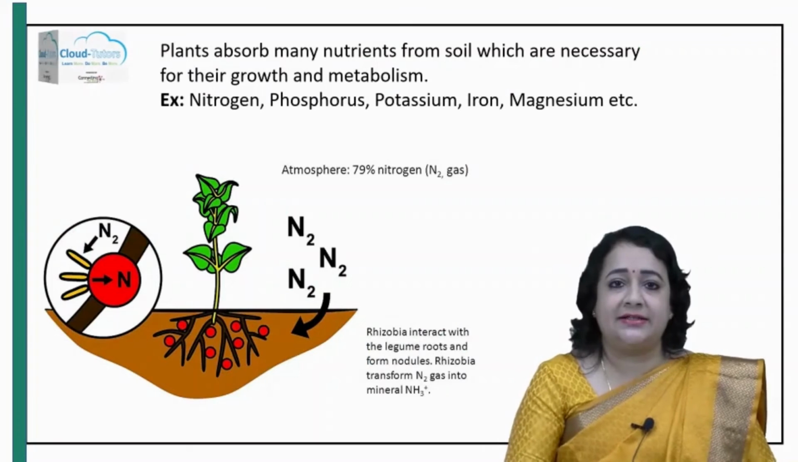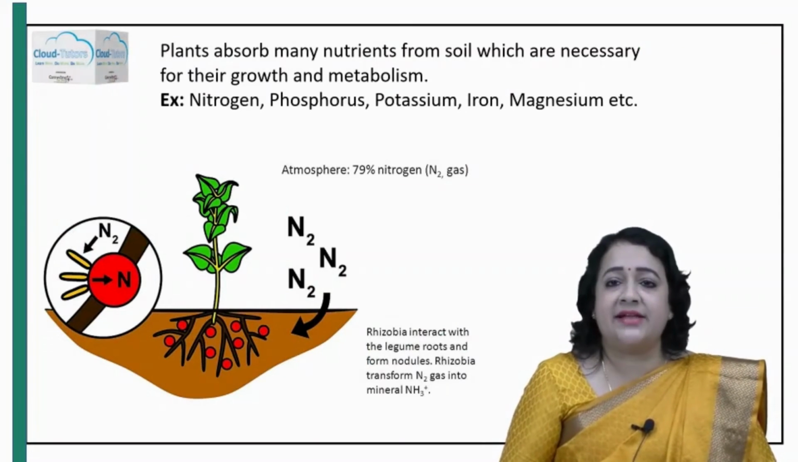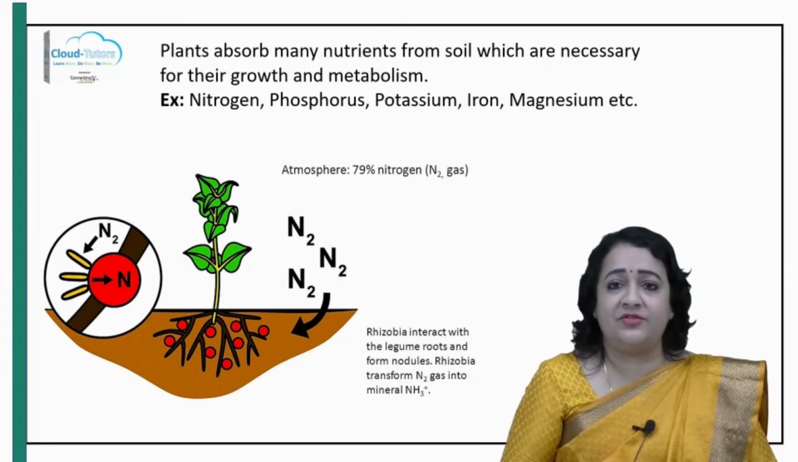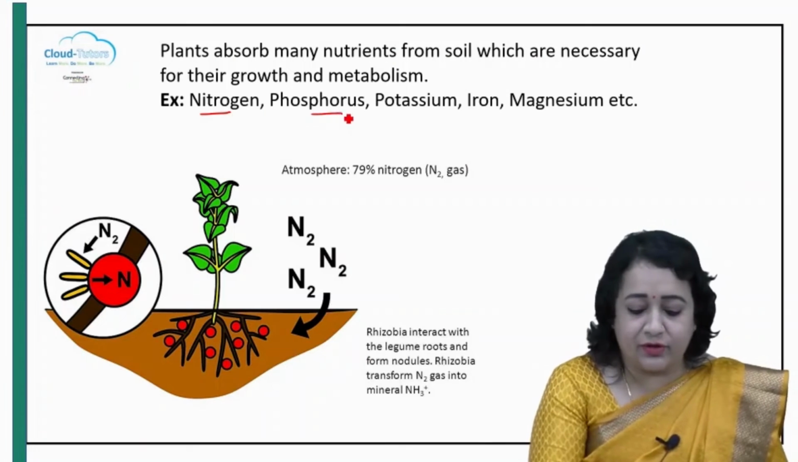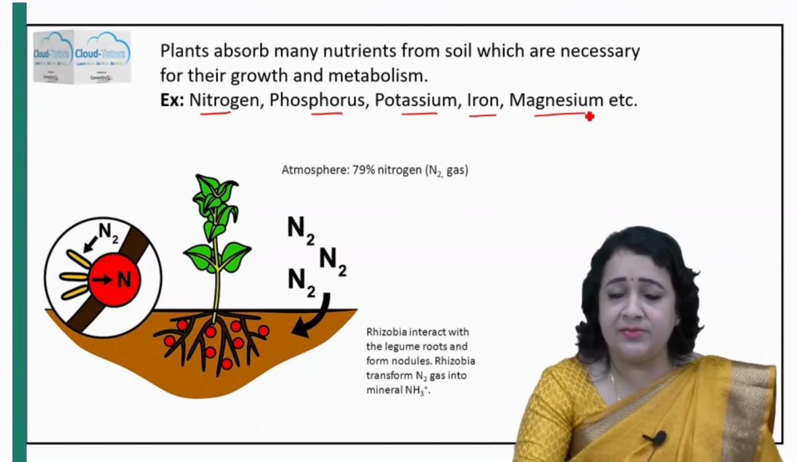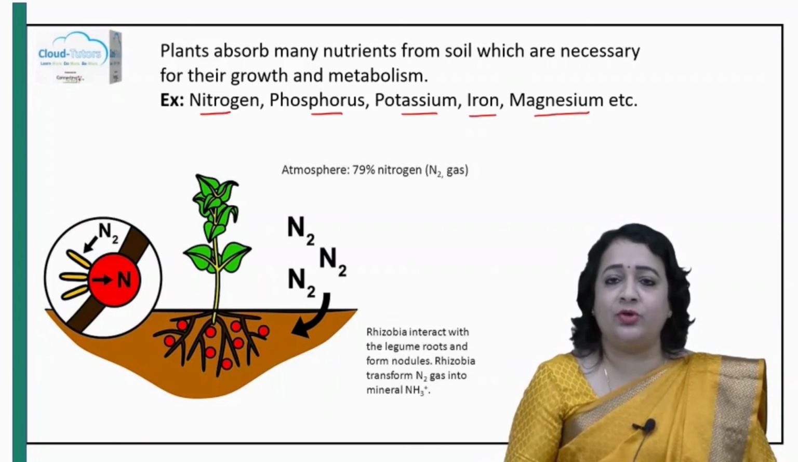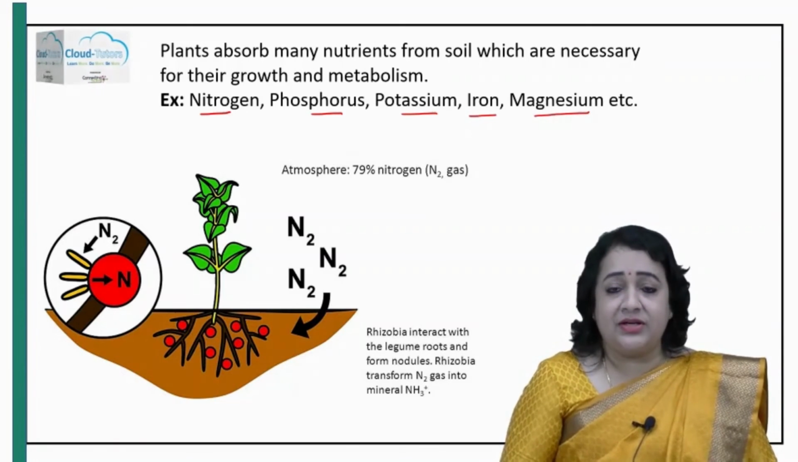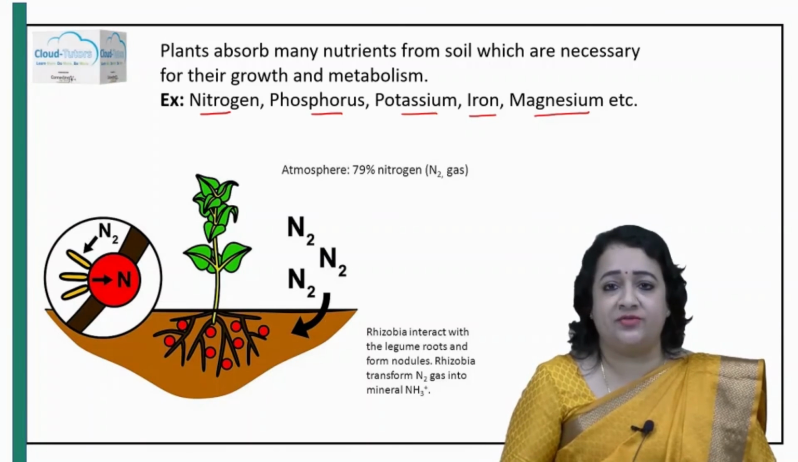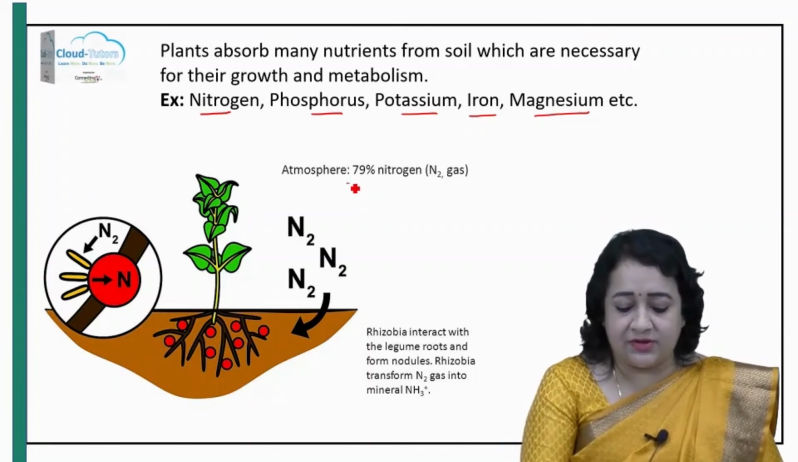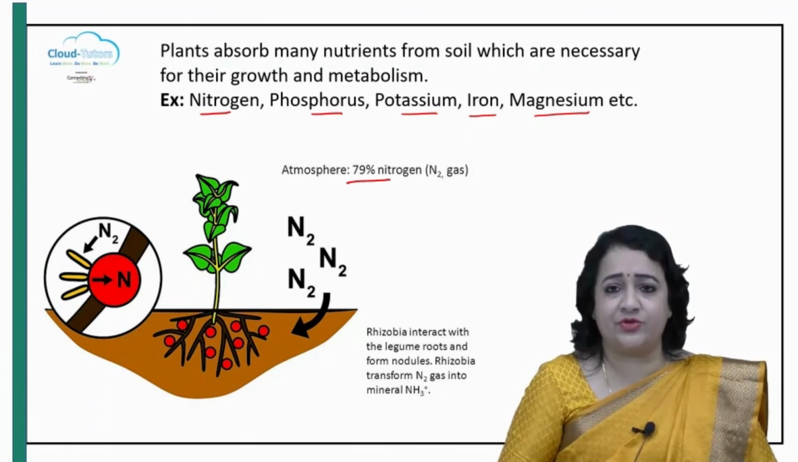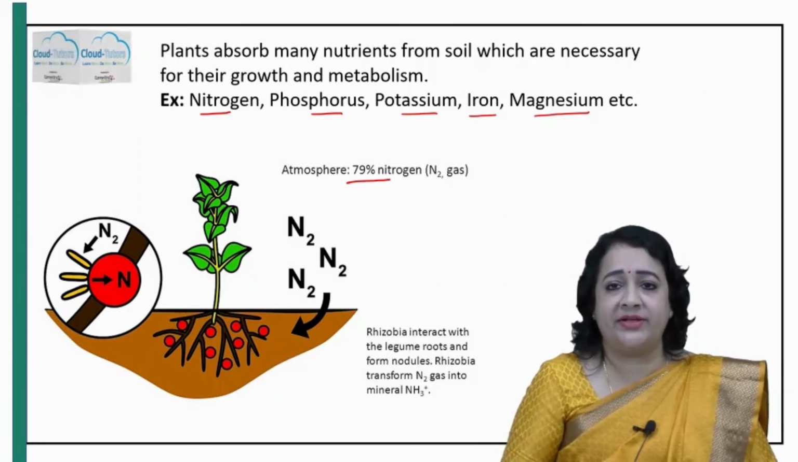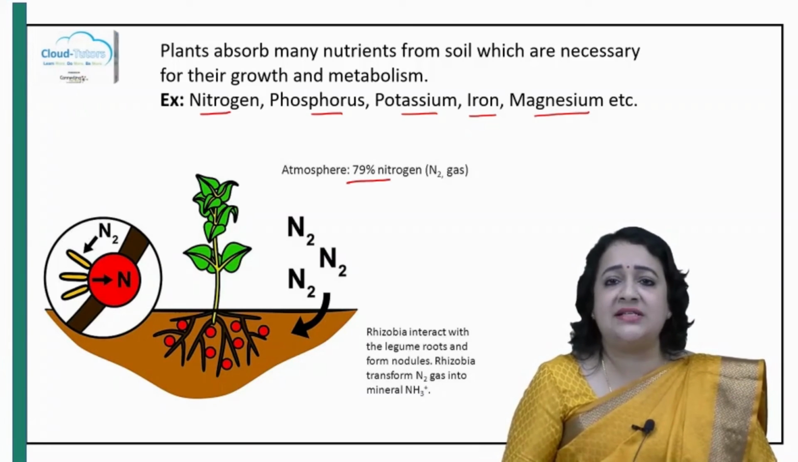Next comes nitrogen fixation. Plants absorb many nutrients from the soil which are necessary for their growth and metabolism, for example nitrogen, phosphorus, potassium, iron, magnesium. These are the nutrients essential for the growth and metabolism of plants. The question here is that nitrogen, which is abundantly present in the atmosphere, about 79%, cannot be directly absorbed by the plants. So how do the plants get nitrogen? That is by nitrogen fixation.